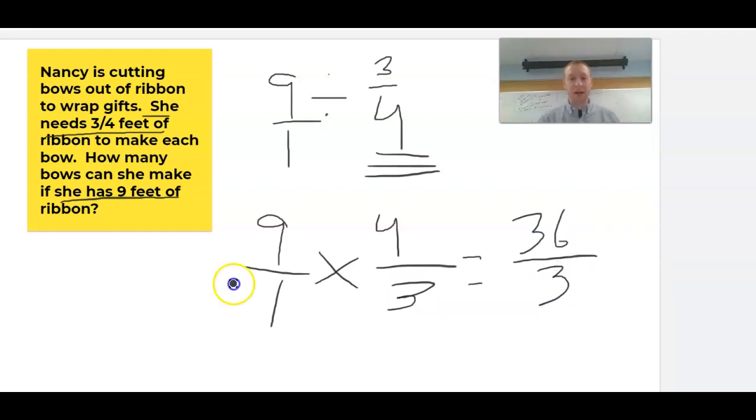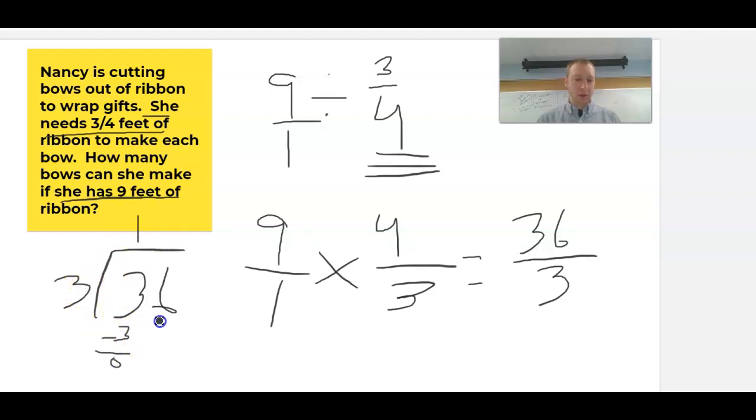This is an improper fraction, right? What's 36 divided by 3? Well, 3 goes into 3 once. 1 times 3 is 3. Subtract, it's 0. Bring down the 6. And 3 goes into 6 twice with nothing left over, right? So 36/3 is the same thing as 12. So that means she's going to be able to make 12 bows, right?